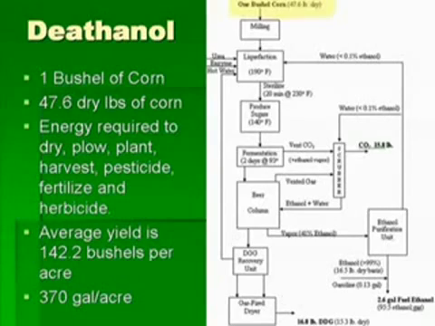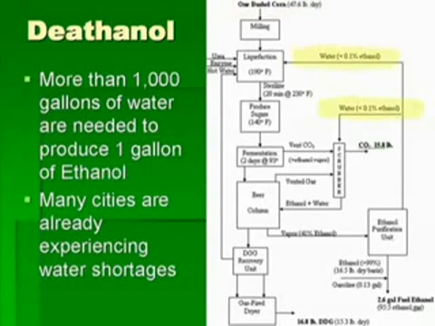And the average yield of corn is 142.2 bushels per acre. So using this process, you can create 370 gallons per acre. Okay, and to me that doesn't sound like a whole heck of a lot, to do all that damage to the environment for a full acre, and you're only going to get 370 gallons out.